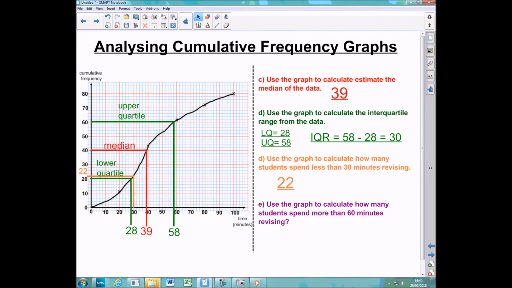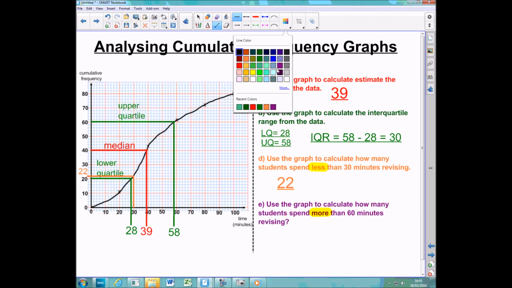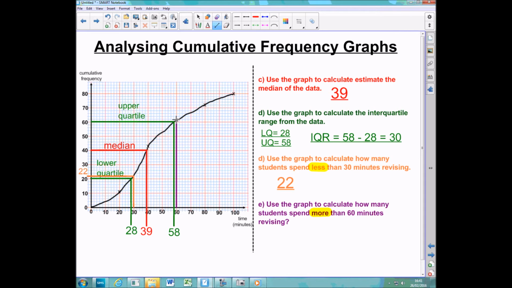Now this last question is very similar to the one before. Okay, there's only one difference, and I'm just going to highlight it now. So the first question asked me to find the people that spent less than 30 minutes. This one's asking me to find out the people that spent more than 60 minutes. So I'm going to start the question off just like I've done before, with finding the value on the graph. So I'm going to find 60 down here, go up to my graph with my ruler, and then go across, and I get the value of 62.